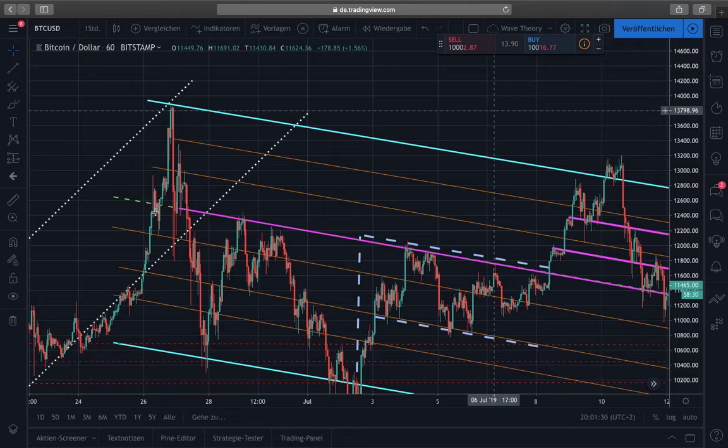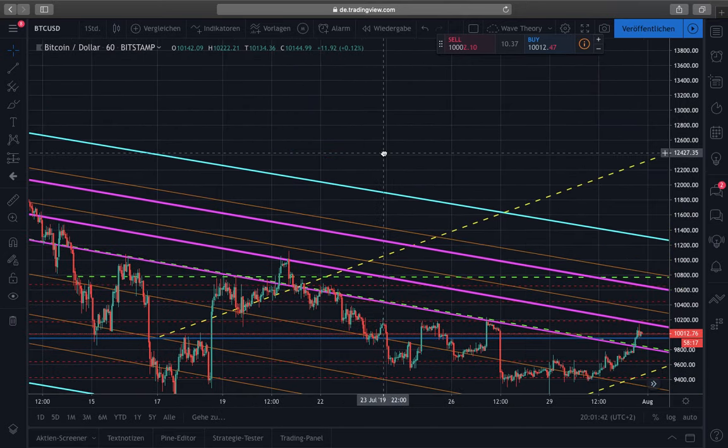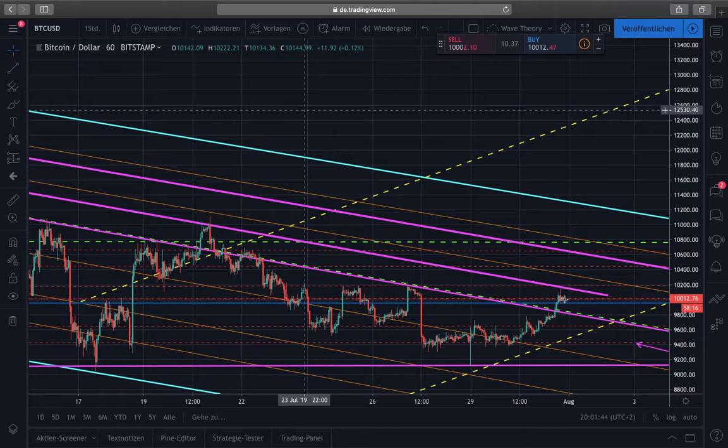Yeah, I mean, look at that. When we break this line, as you can see, very fast movement, very fast. Once again, very fast. All right, so I think it is so likely to see the same kind of movement where we are right now.